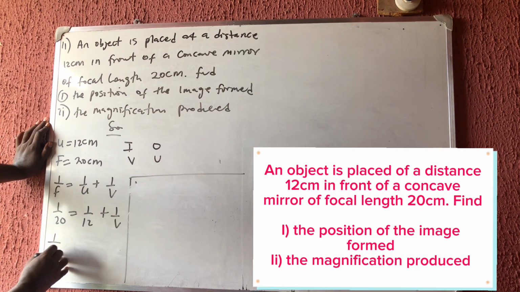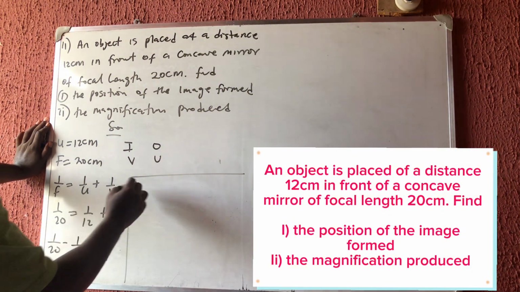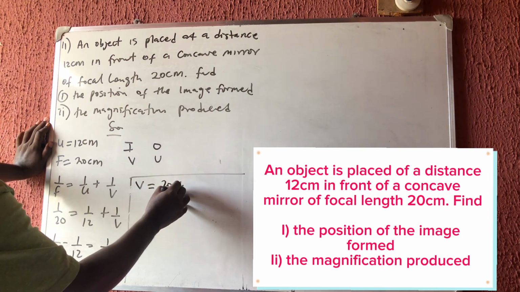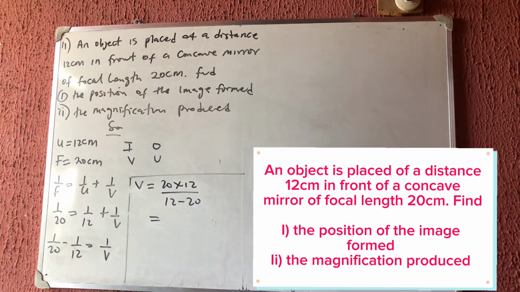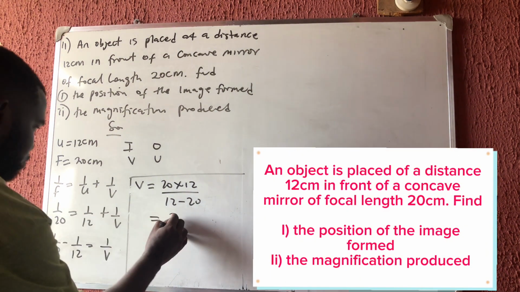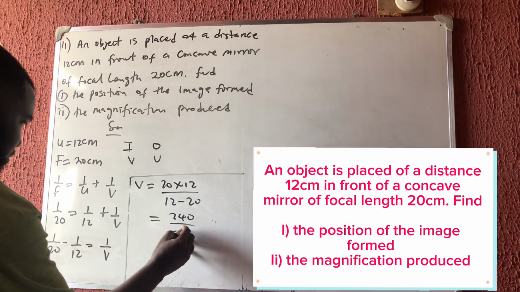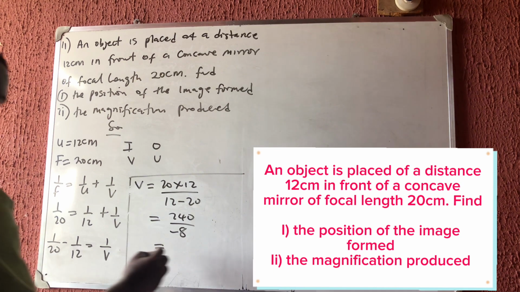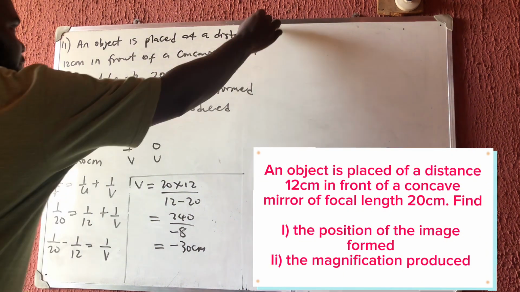So this one is coming here. It's going to be 1 over 20 minus 1 over 12 is equal to 1 over V. This is how it's supposed to be. So my V will now be 20 times 12 all over 12 minus 20. 20 times 12 gives 240, divided by 12 minus 20, which is minus 8. So I have 240 divided by minus 8, and my answer is minus 30 cm.